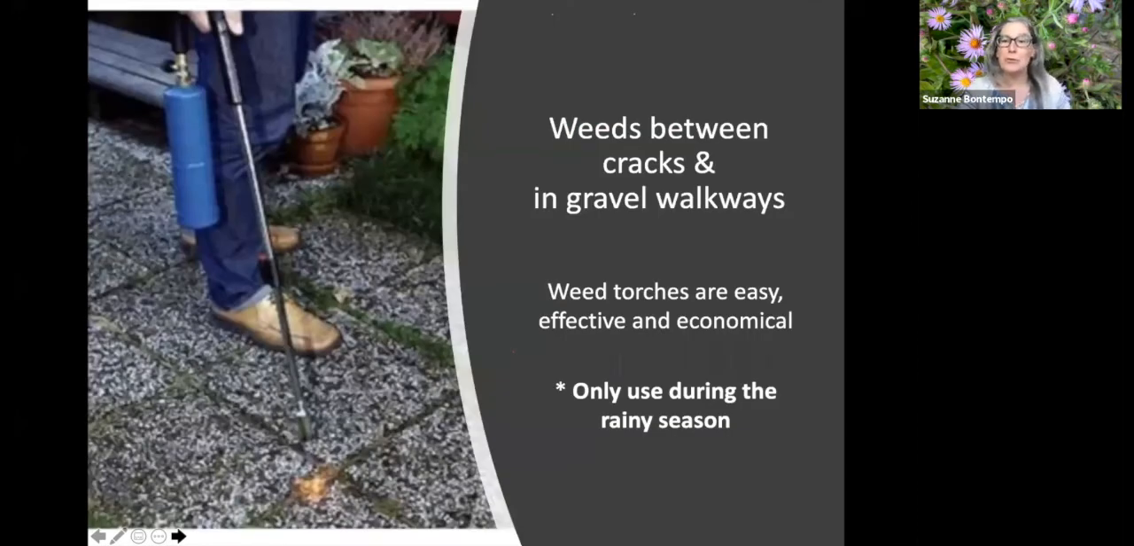Another really cool tool that's very easy to use and very economical and efficient is a weed torch. The deal is that they're just burning the weeds, especially effective in cracks and crevices, gravel walkways and driveways. However, there's a caveat. We only use this during the rainy season. Once the rains stop and the grasses and the weeds start to dry, this is not the time. We are not setting the state of California on fire. However, very effective way to manage weeds during the rainy season.